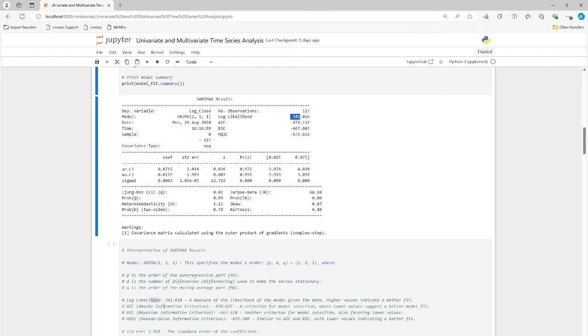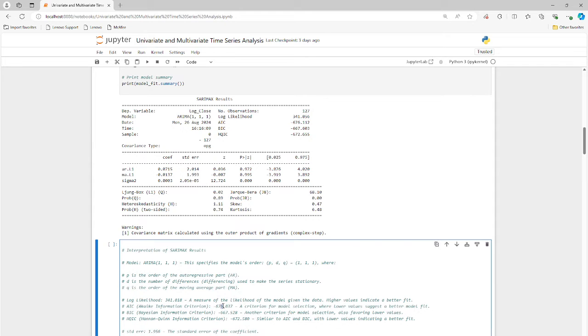AIC is the Akaike information criterion. Lower is better. We have a negative 676 right underneath the log likelihood. BIC, lower is better. Negative 667, 672, lower is better.